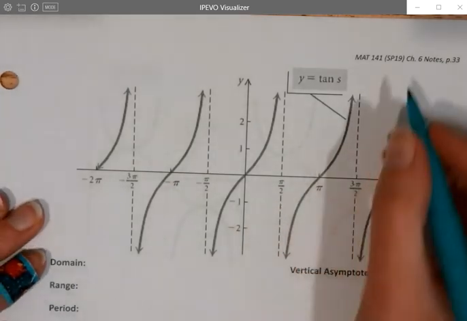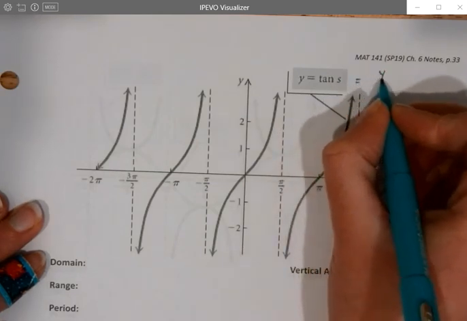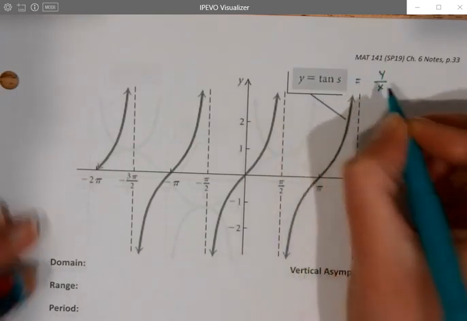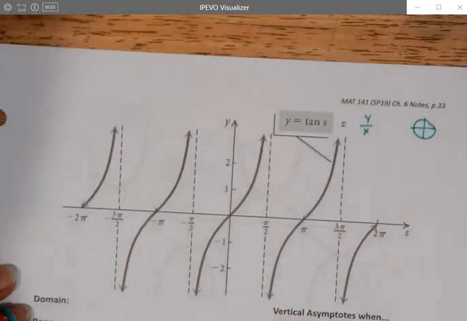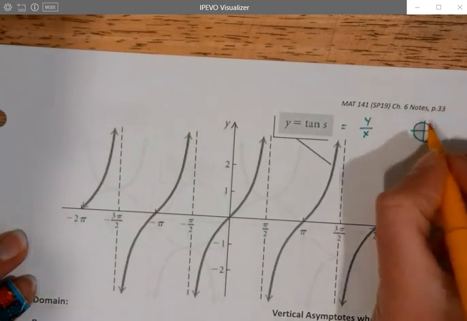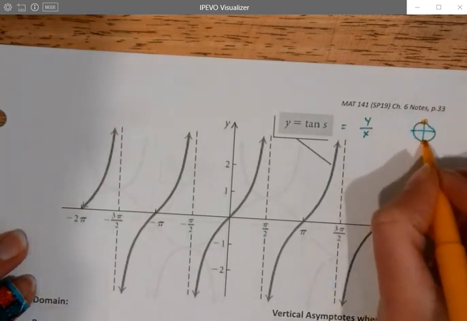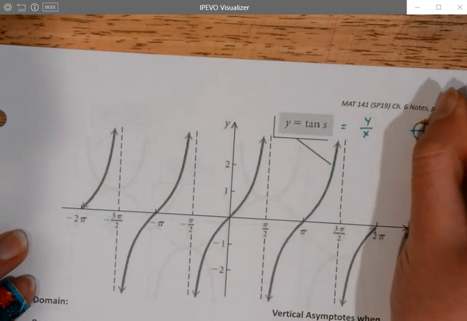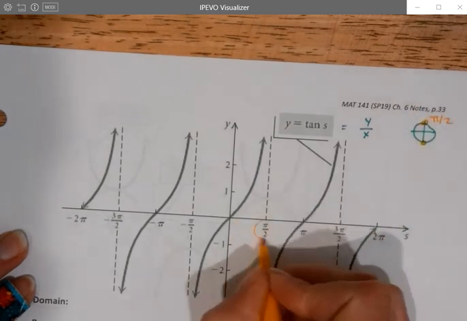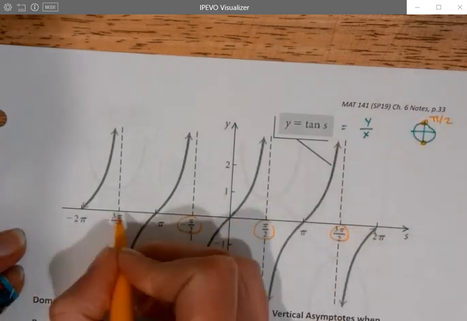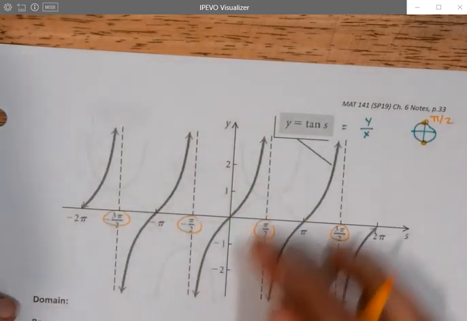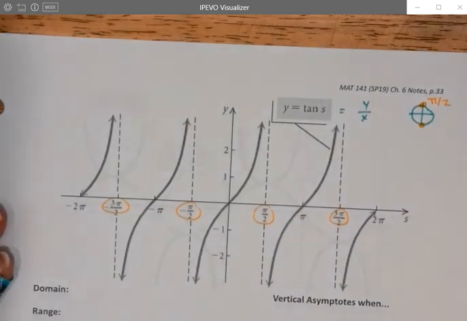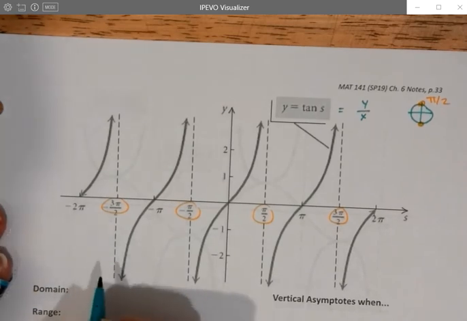So for tangent, since it is y divided by x, we can't allow the x value on the unit circle to be 0. And the x value on the unit circle is 0 at odd multiples of pi halves. So you see at those pi halves values, we have asymptotes on our tangent graph. This is what the graph of tangent would look like. Okay, so its domain can't be written in interval notation very well. It needs to be written in set notation.